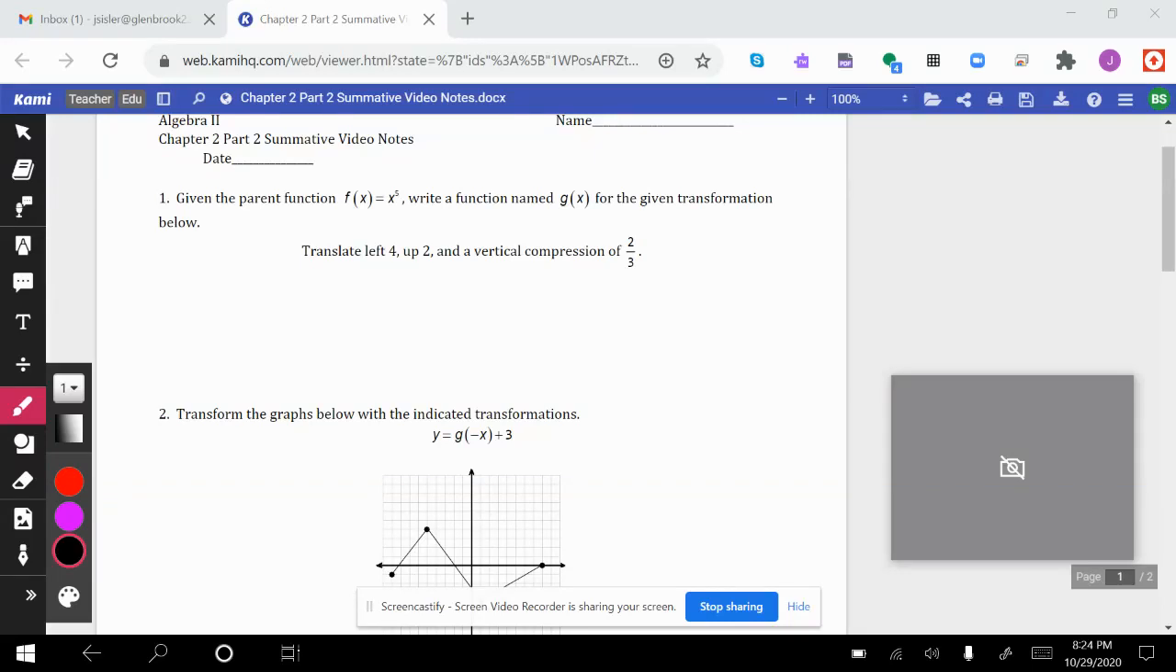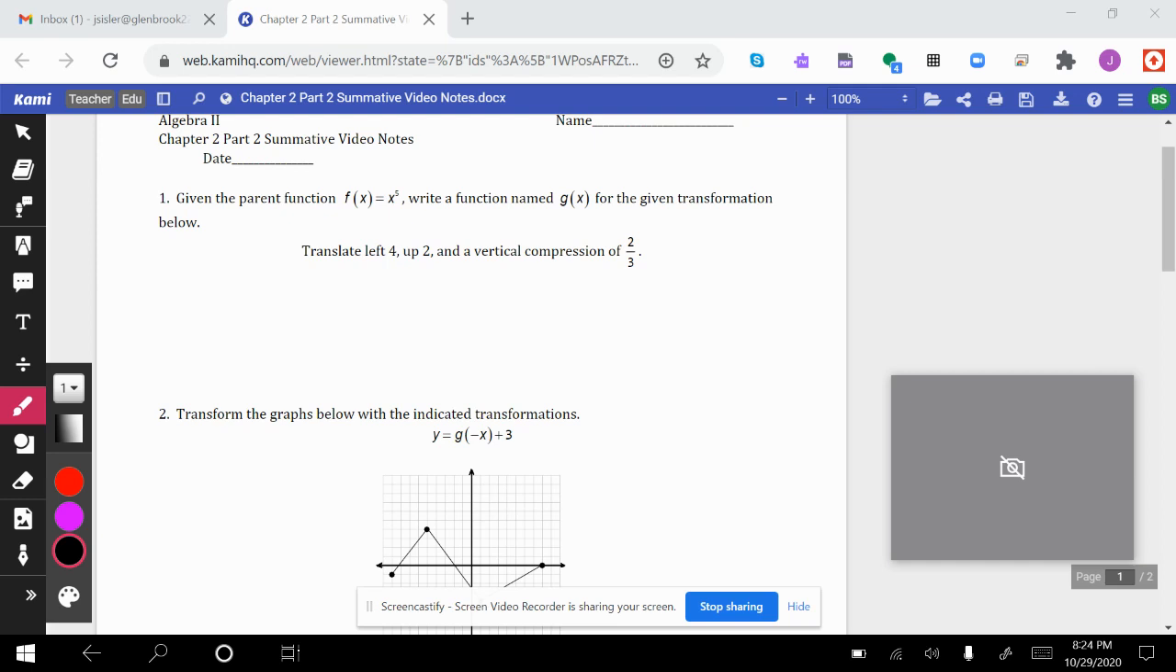Hey everybody, so we're here with the Chapter 2, Part 2 review Edpuzzle. The purpose of which is really just to go through one problem for each type of problem that you would encounter on the test and that we've gone over in this second half of Chapter 2.